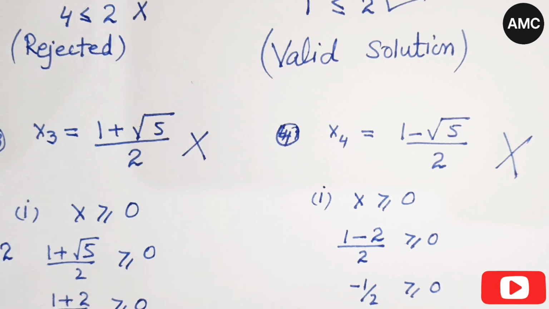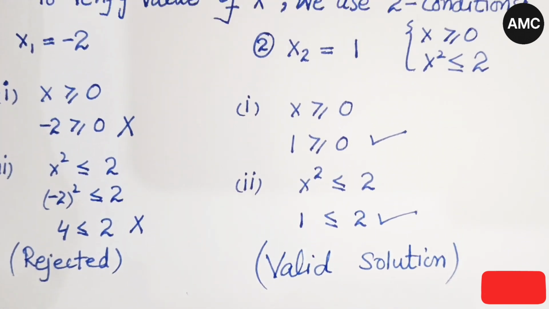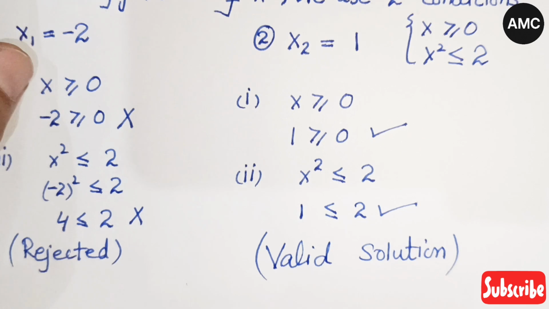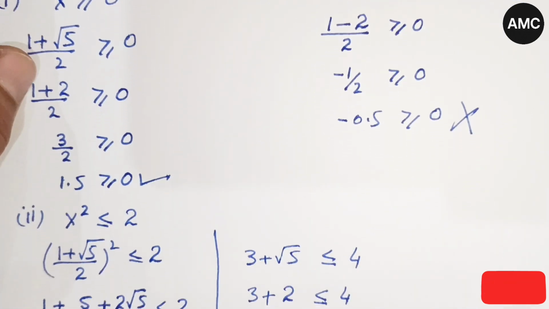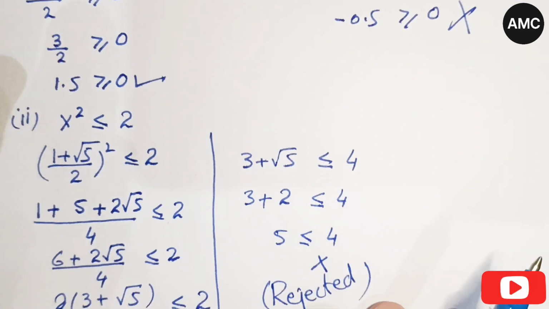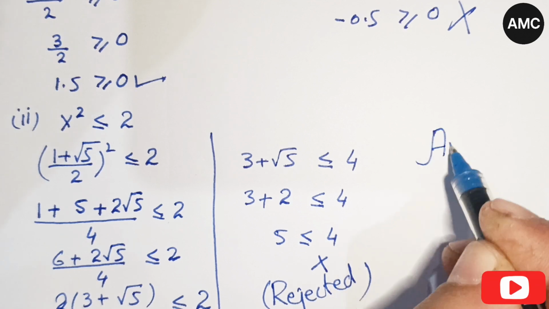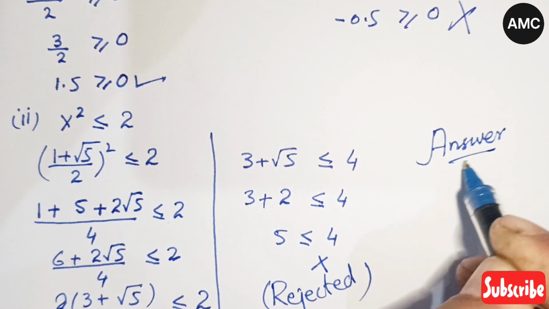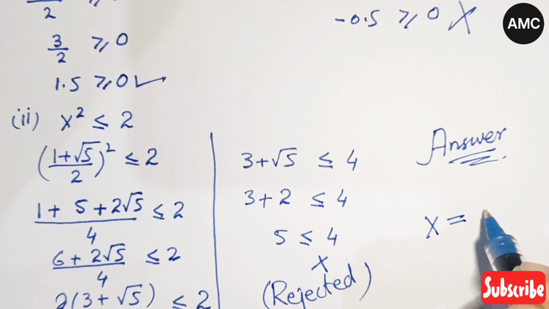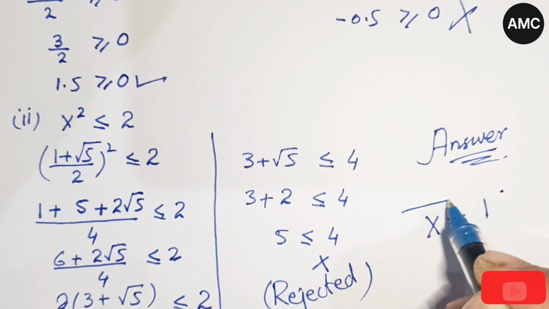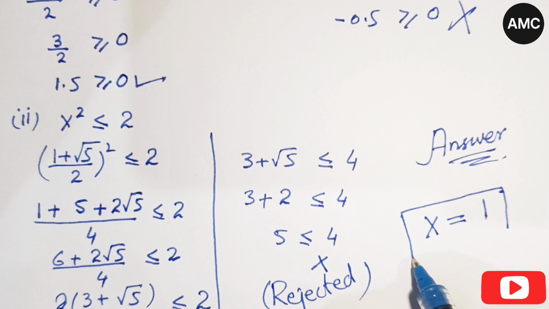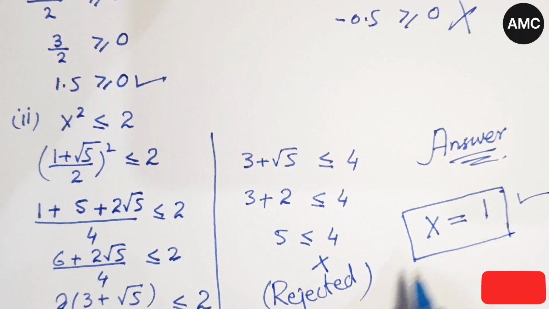Now we have only one valid solution, that is x2 is equal to 1. Our final answer is that the value of x is equal to 1. So it is our final answer.